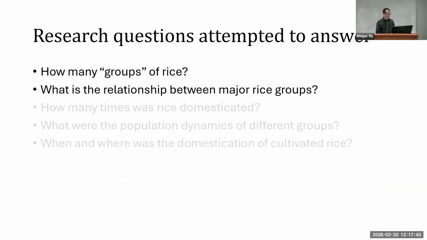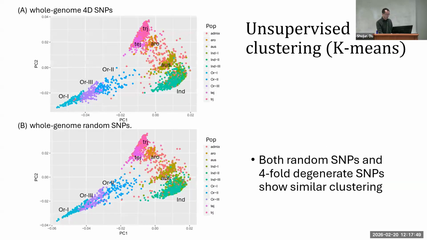So I want to answer two questions first. How many groups of rice can we see, and what's the relationship between them? So I use unsupervised clustering, k-means clustering, on two sets. One is the whole genome four-fold degenerate sites. These are the SNPs that occur on the third codon position and do not change the amino acid coding, which means they are more likely neutral than the others. I also use random SNPs, and they give me the same topology.